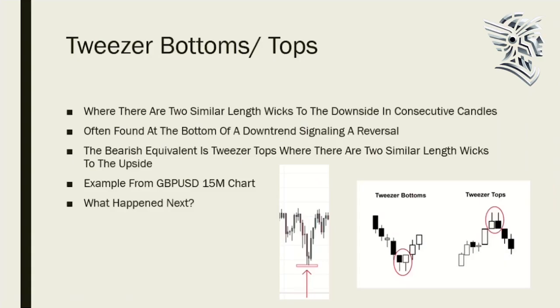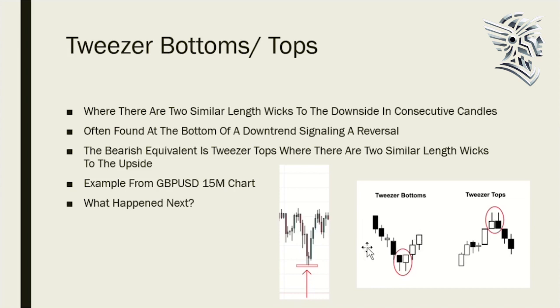So, tweezer bottoms and tweezer tops. Like with bearish and bullish engulfing, we're going to take these one at a time. So this is where there are two similar length wicks to the downside in terms of tweezer bottoms in consecutive candles, and they're often found at the bottom of a downtrend, and they signal a reversal. The bearish equivalent is the tweezer tops, where the two similar wicks are on the upside, and I have some examples to go with that.